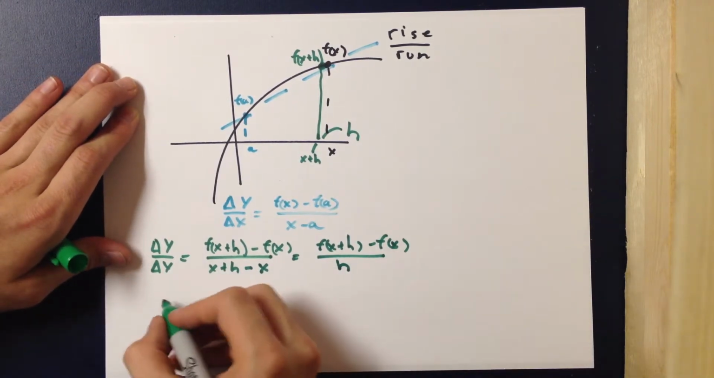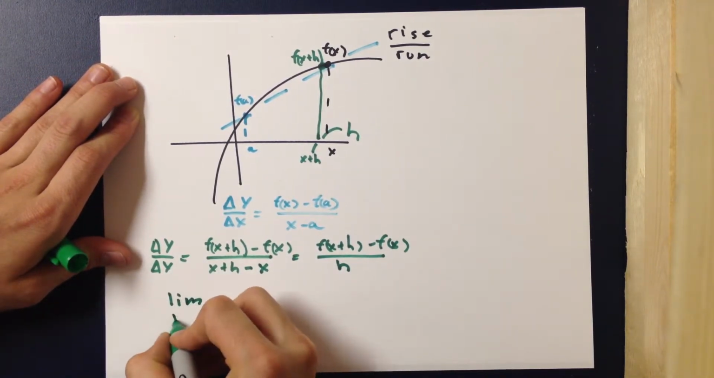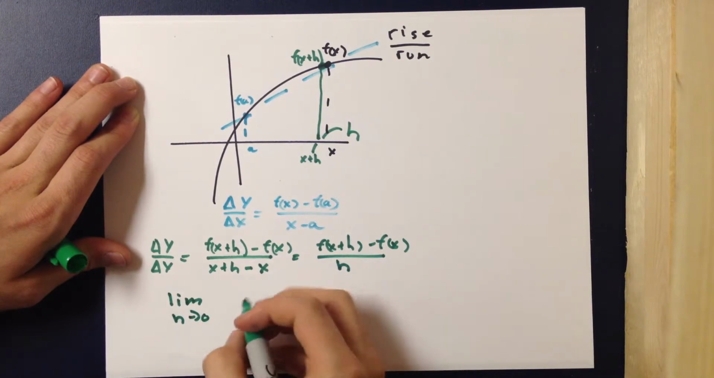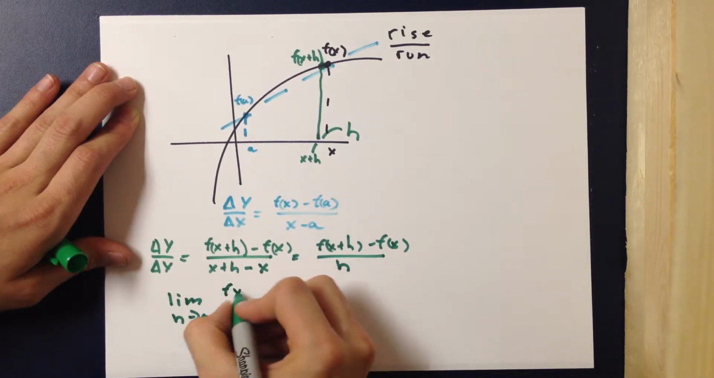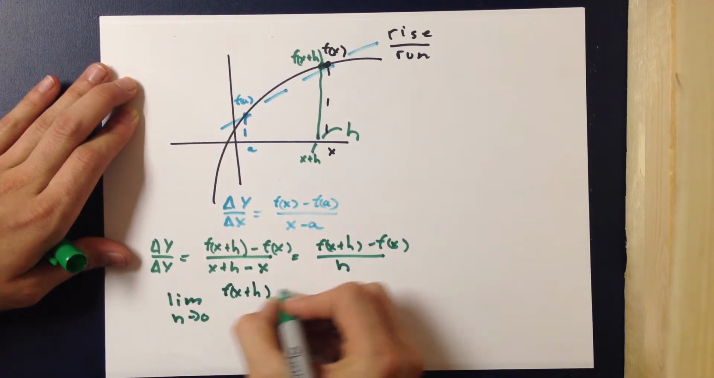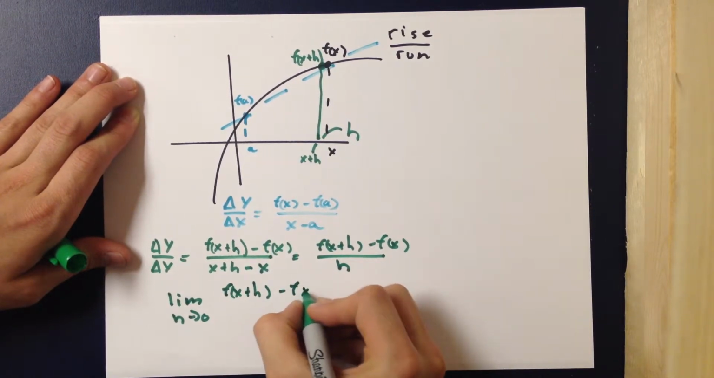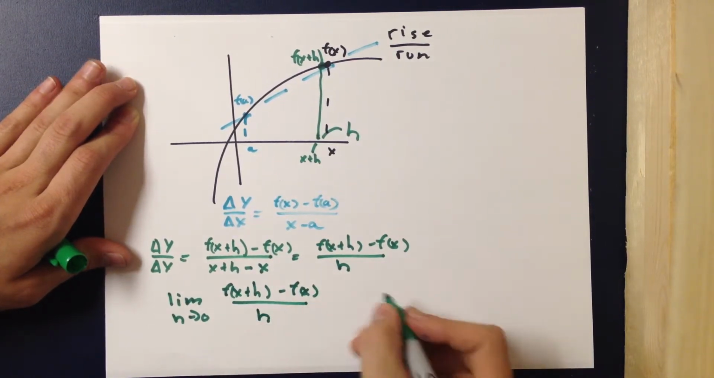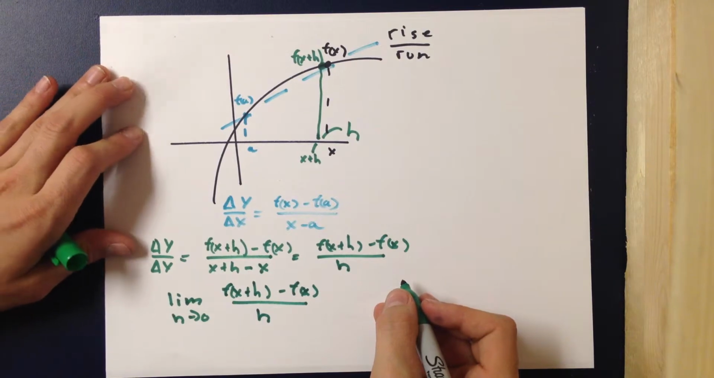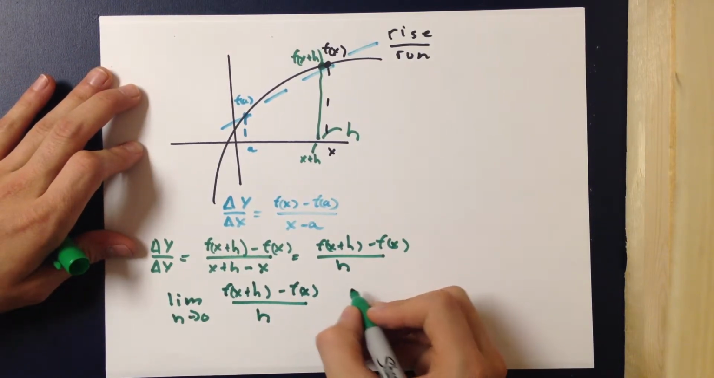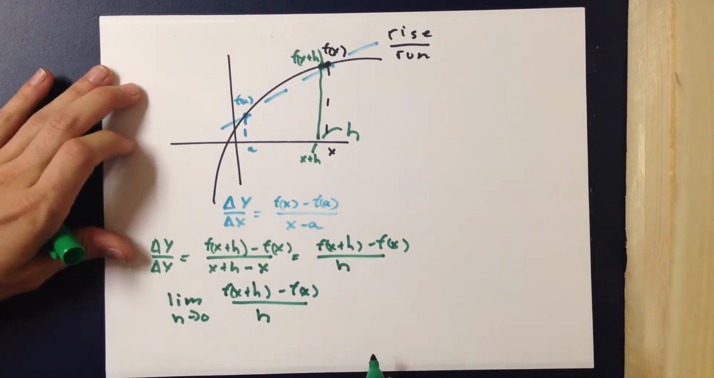So a limit is created where the limit as h approaches 0 of f of x plus h minus f of x all over h becomes a derivative. This is known as the limit definition of a derivative.